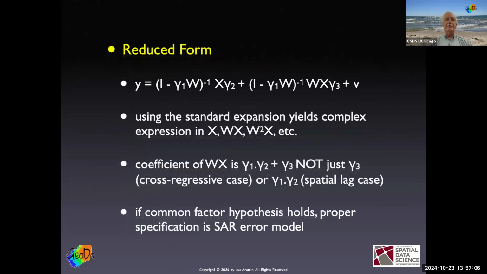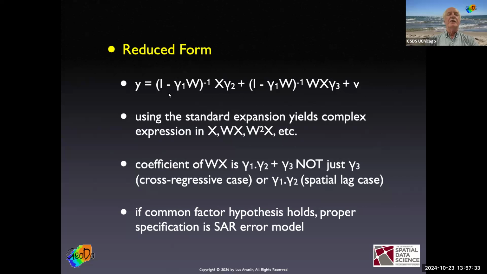Here's the reduced form. This is what I'm talking about. So in the spatial lag model, the one we saw last time, the reduced form is just this first part, what is here gamma 2, we call beta. The second part wasn't there, and then the error term. And the error term is also pre-multiplied by this, but it doesn't really matter for our purposes.